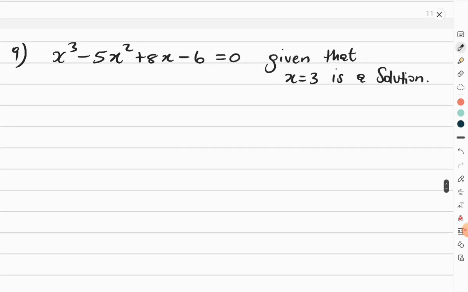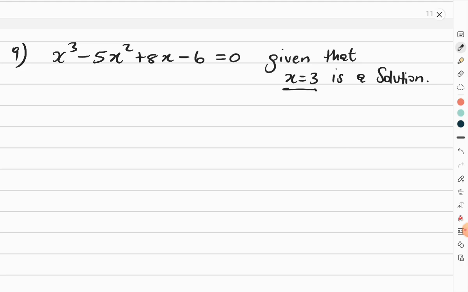Now let's get into number 9. Do I have number 9 here? Fortunately, oh yes, I do. So number 9 has this bunch of things: x to the power of 3 minus 5x squared plus 8x minus 6 is equal to 0. We are solving for the values of x, given that the first solution is given. Now, what do we do there?